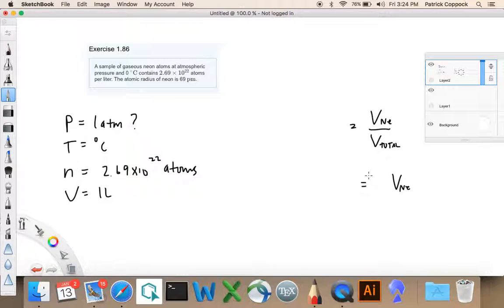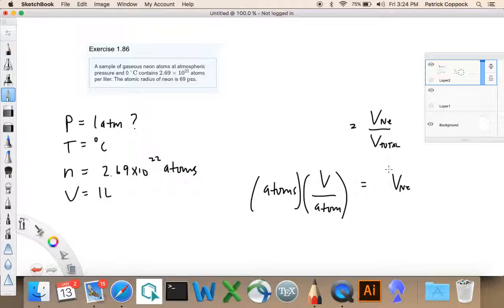So the volume of neon, I'm going to have to find the volume per atom, and then the number of atoms. That's what I'm going to figure out, right? See how those atoms are going to cross off? That's the total volume of neon.